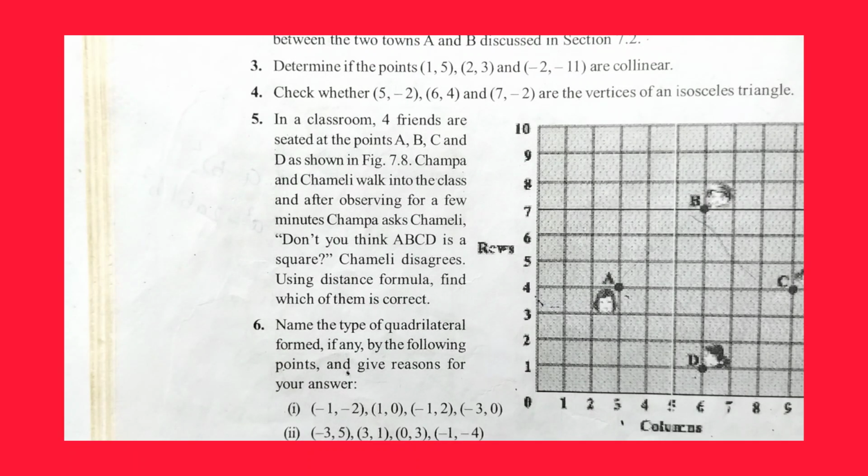Hi everyone. So in this video we are going to continue the chapter of class 10th mathematics, that is coordinate geometry. In the previous video we have solved from question number 1 to 5. Now let us solve question number 6. This question number 6 is, name the type of quadrilateral formed if any by the following points and give reason for your answer. So now they have given three questions.